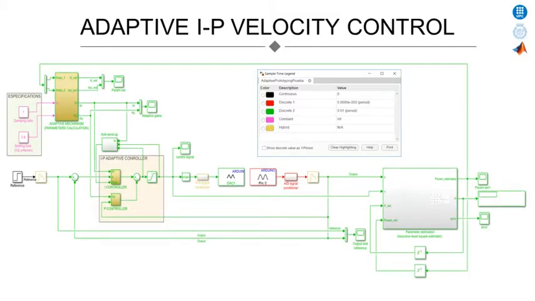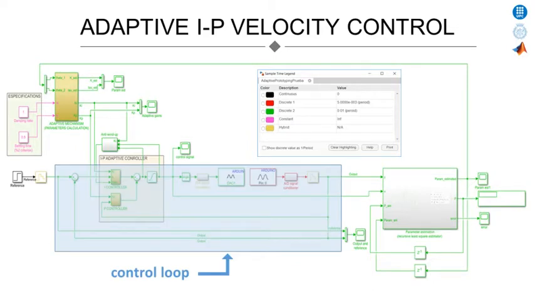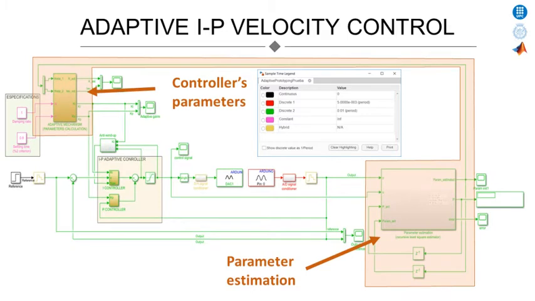As in the practices before, we will create an indirect adaptive control for velocity control and another one for position control. This figure shows the Simulink model designed for the adaptive IP control. As we can see, after the parameters are estimated, the controller gains are updated. It can also be seen that the adaptive controller is composed of two loops: the inner loop, or the system's control loop, and the outer loop, where the parameters of the regulator are updated by the estimated parameters.